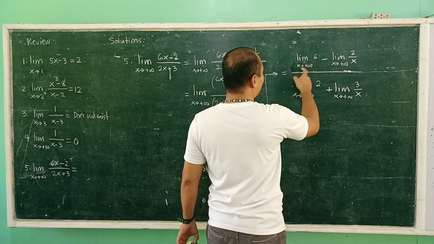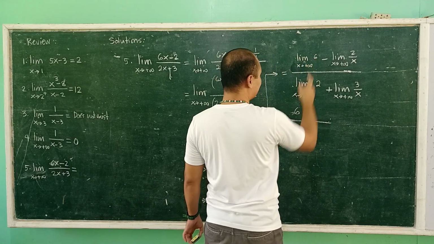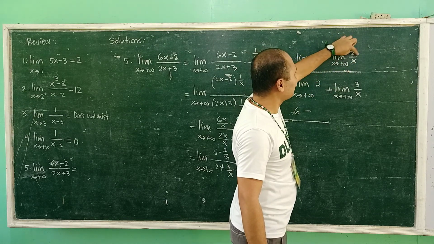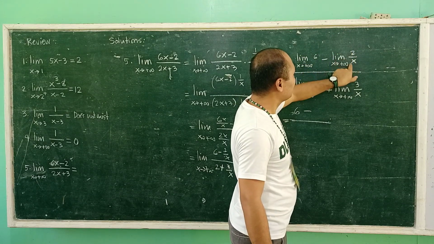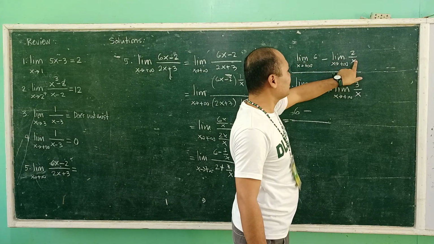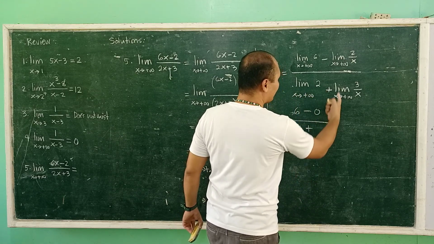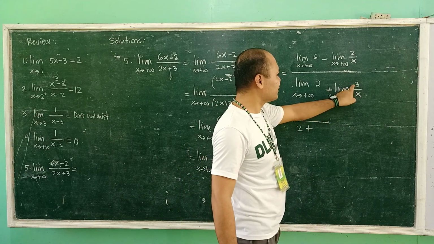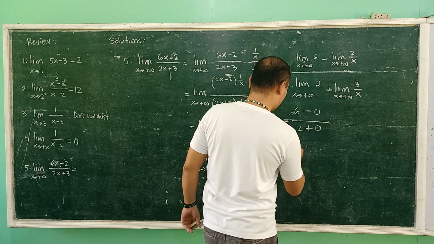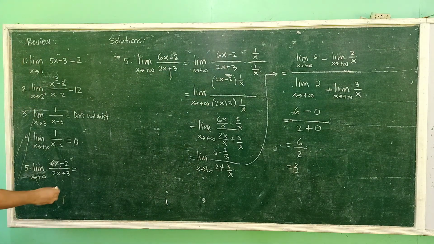Okay, so the limit of a constant, whatever x is approaching, is just equal to the constant. So the limit of 6 is 6, minus, this is what we mentioned earlier, the limit of 2 over x as x approaches infinity. This is constant 2. So if you look at this fraction, the denominator is increasing without bound. So constant 2 divided by a very big number will be approaching 0. Okay? The limit of the constant 2 is again 2, plus, going back here, the limit of 3 over x. This is a constant divided by positive infinity, a constant divided by a very big number, that will be 0. So you have 6 minus 0 is 6, 2 plus 0 is 2, and 6 over 2 is 3. So 6 divided by 2 is 3.